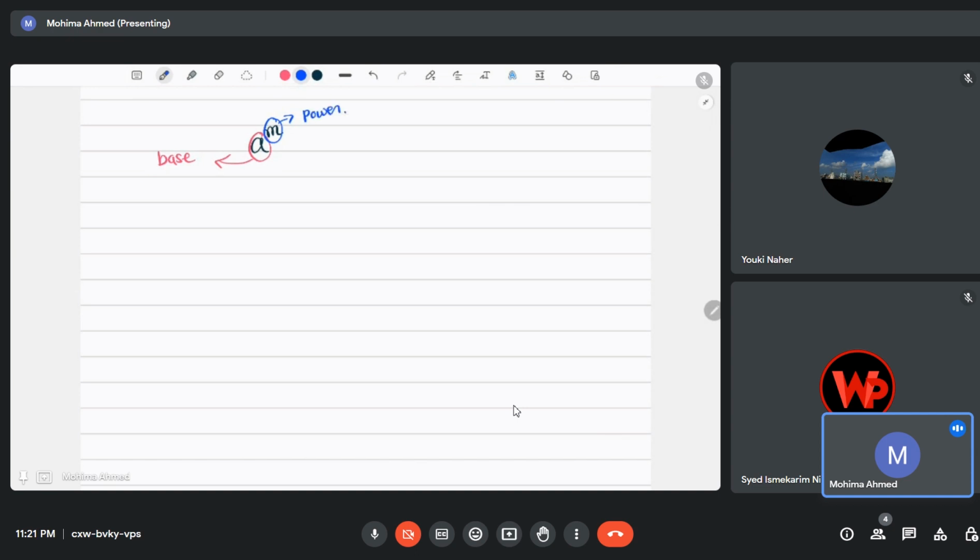So the first example is for multiplication. When a power m is multiplied with a power n, the bases are the same, but the powers are different. So you don't need to multiply in the usual traditional way. You can easily take the base common, and in the case of multiplication, when the bases are multiplied, the powers will be added together, m plus n. This is the usual case.